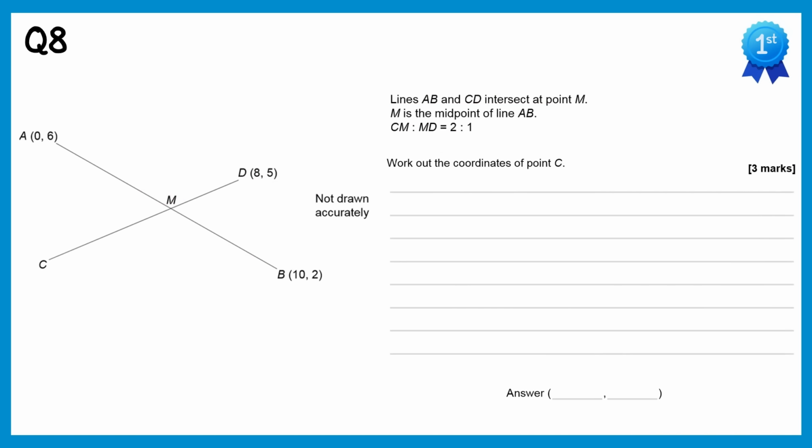In this question we're told that M is the midpoint of the line AB, and we're given the coordinates of A and the coordinates of B. So we can work out the midpoint by adding up corresponding coordinates and halving them. So if we add the x coordinates, we get 0 add 10, and then half that gives you 5. If you add the y coordinates, we have 6 add 2, and then half that gives you 4. This tells us the coordinates of M are 5, 4.